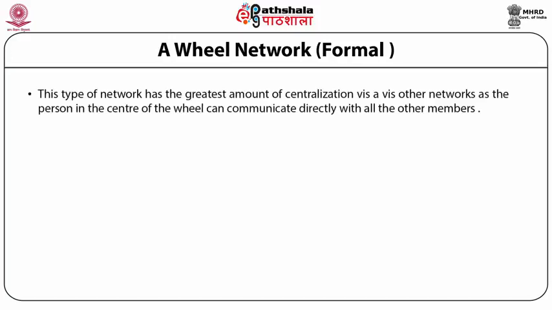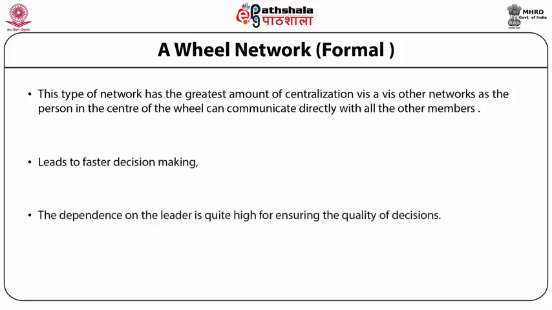A wheel network. Now, this is also a formal network. This type of network has the greatest amount of centralization vis-a-vis other networks as the person in the center of the wheel can communicate directly with all the other members. It leads to faster decision making. The dependence on the leader is quite high for ensuring the quality of decisions.